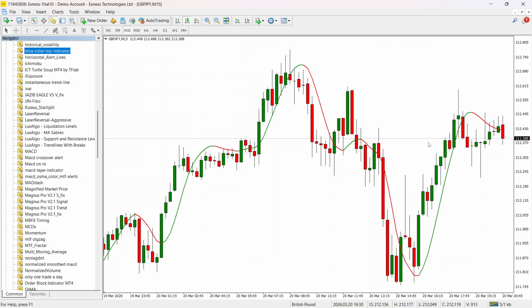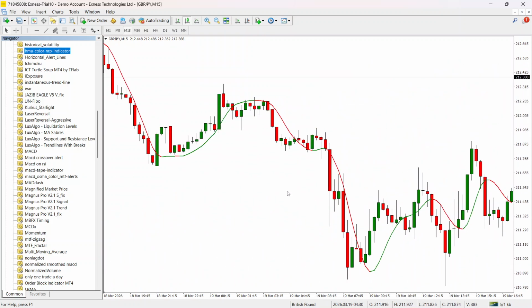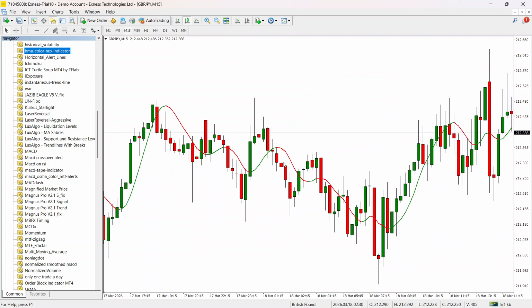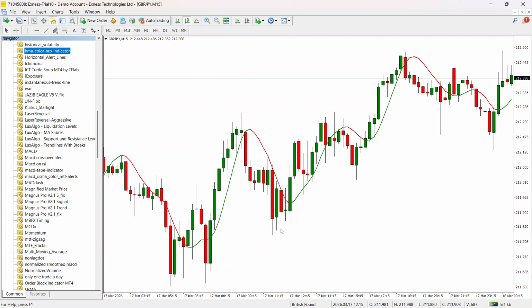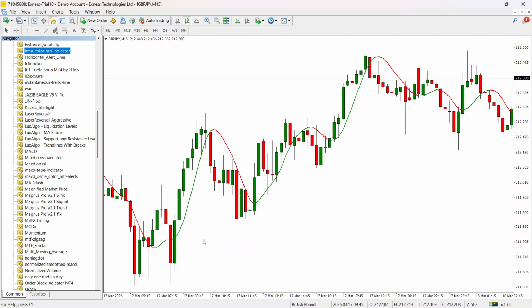Because it is non-repainting, once the bar closes, the color and position of the line for that bar remain fixed, giving you a stable view of past signals. And let me show you an example of what I mean over here. The bar closed and it was going in a downtrend before an uptrend, and it did not repaint in that scenario.